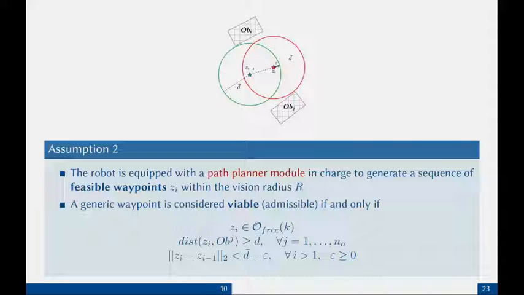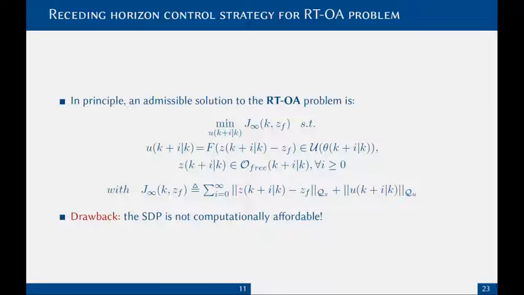These conditions ensure the existence of a circumference centered in each waypoint that does not intersect any obstacle and contains the previous and the next waypoint of the sequence. In principle, an admissible solution to the problem can be achieved via this constrained optimization problem. This semi-definite programming minimizes a quadratic cost under several constraints.